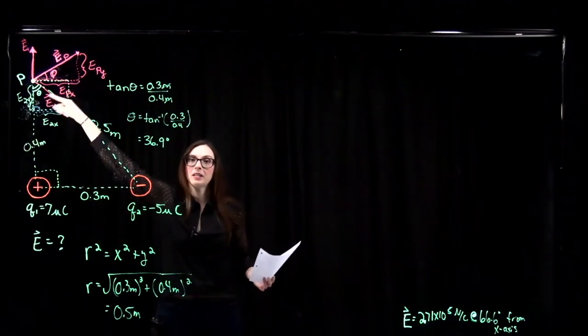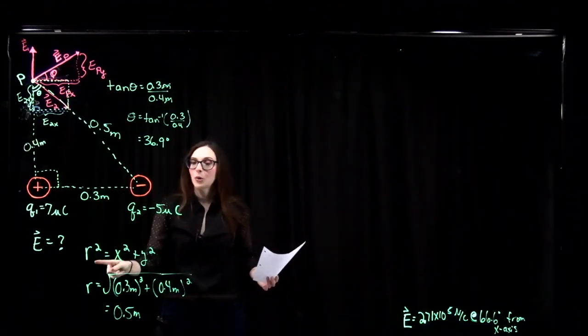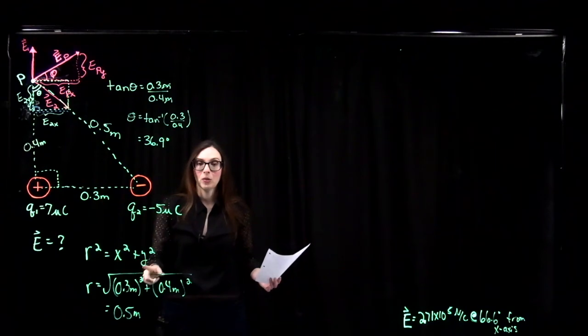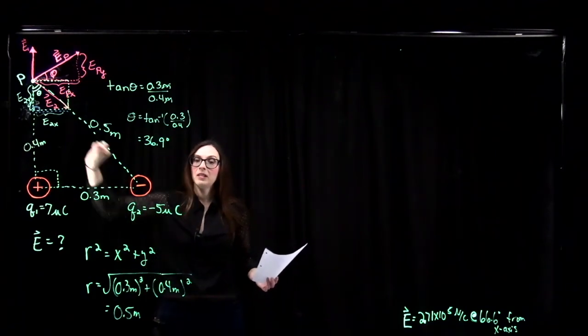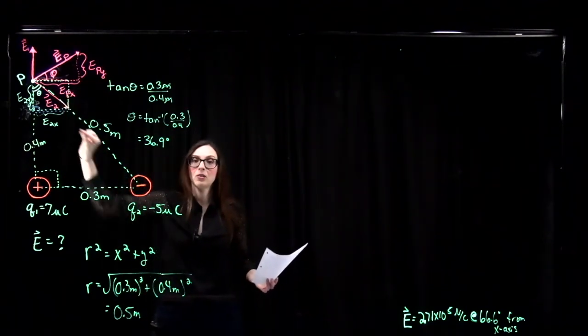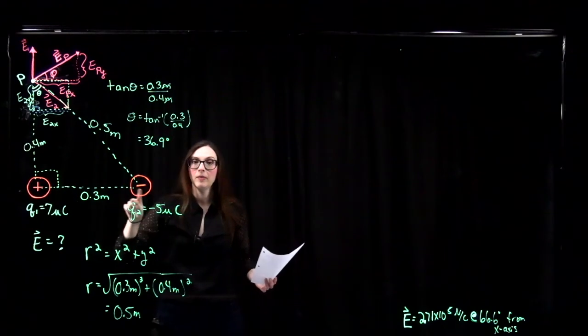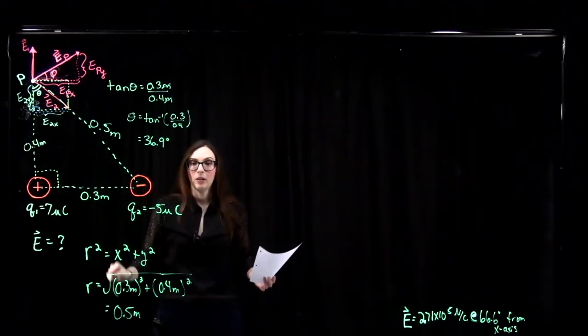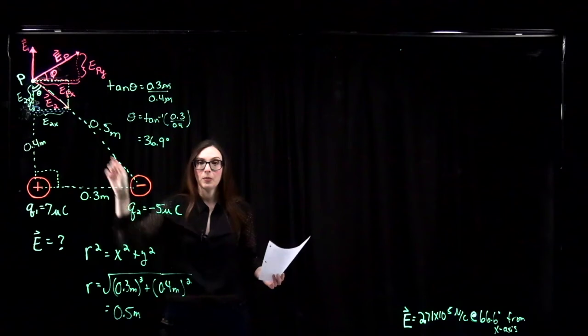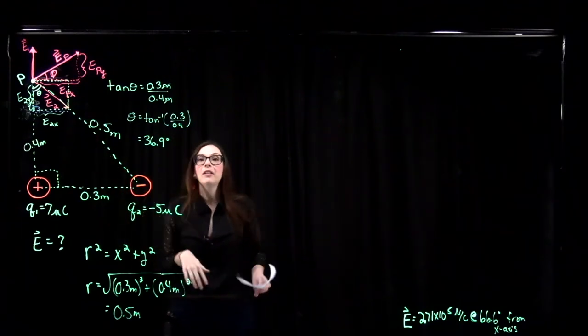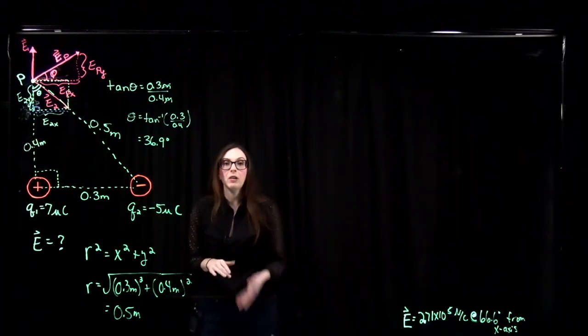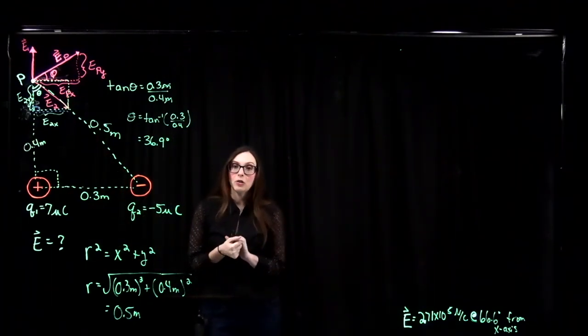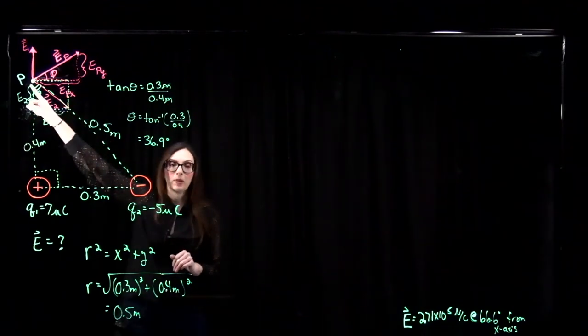Or we could call this distance r. R squared is equal to x squared plus y squared. And we found that this length here, the hypotenuse of this little triangle I could draw with my charges and my point P, was 0.5 meters. Okay? So now with that information, we can evaluate the electric potential at point P right here.